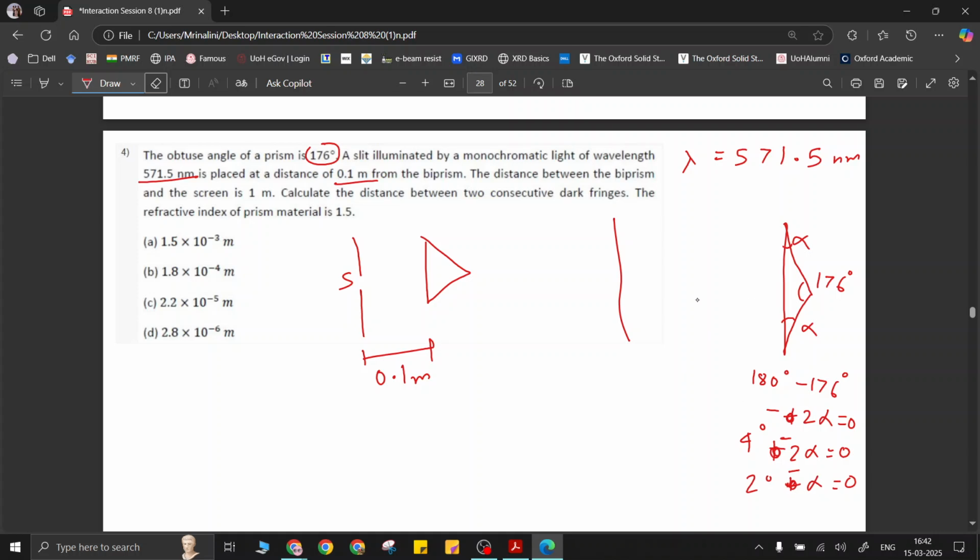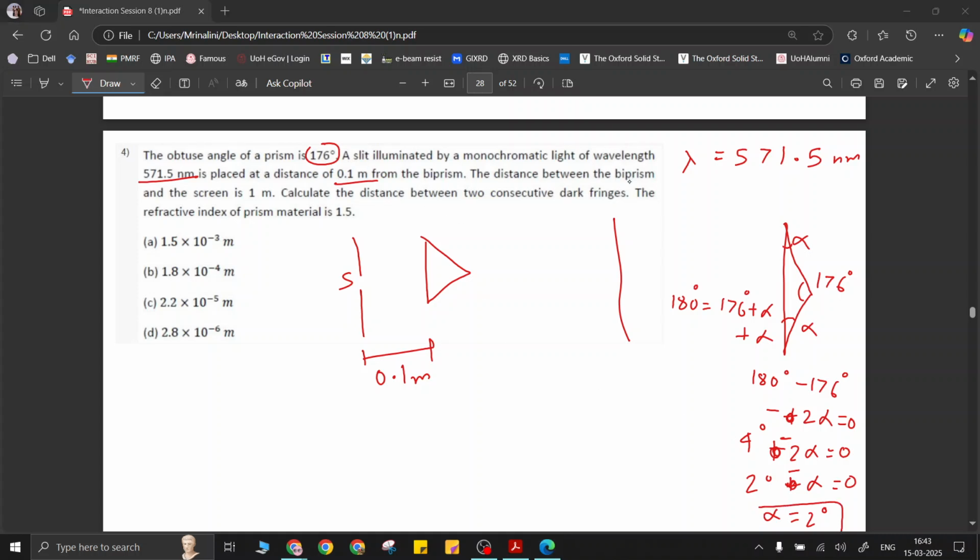Why am I getting this? Because 180 degrees here is made up of 176 degrees plus alpha plus alpha. So when all these things go to the left-hand side, they'll be in minus. Okay, so alpha will be 2 degrees. This we found just now.